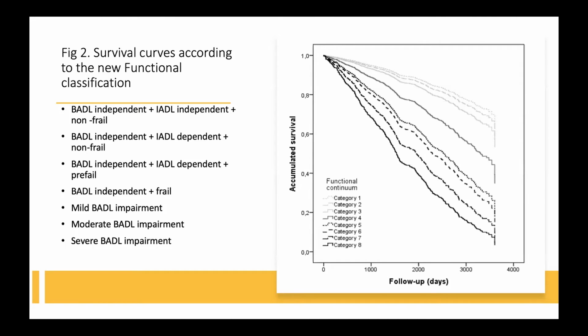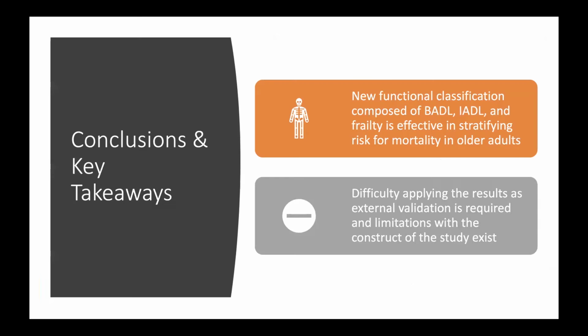So this is something that we, I guess, would all probably hypothesize as well, that we would see that those individuals who are severely impaired would have poor outcomes. Their conclusion is that the new functional classification composed of basic ADLs, instrumental ADLs, and frailty is effective at stratifying risk for mortality in older adults.